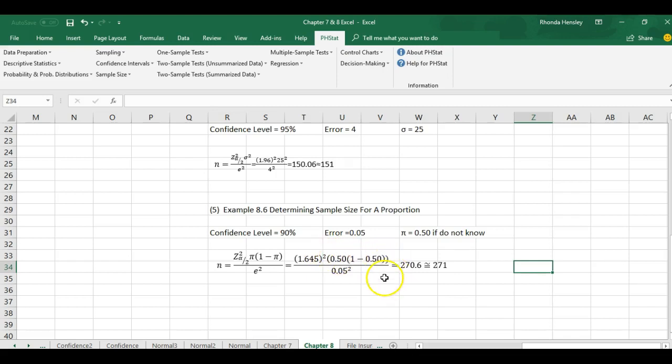If you estimate the proportion is actually 35% and then that's off, you'd be wrong. So this kind of takes care of any sort of problem you run into. So again, you get 270.6 and you're going to increase that to the next whole number, which is 271. So anyway, that's how to figure the sample sizes.